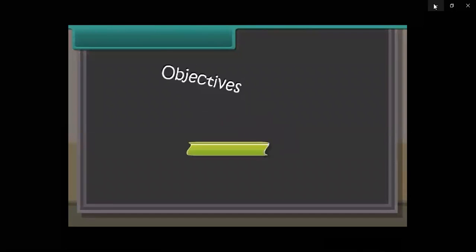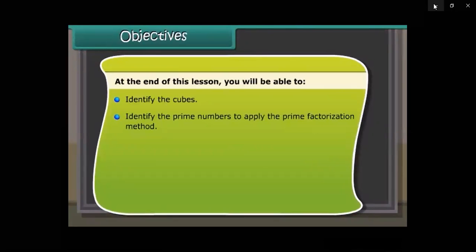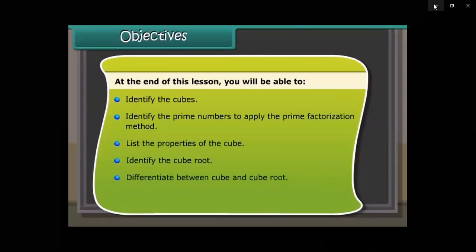So hopefully at the end of this module and this lesson, you will be able to understand the following concepts. First one is to identify the cubes, then identify the prime numbers to apply the prime factorization method. Then we have to list the properties of the cube and identify the cube root, differentiate between cube and cube root, and further calculate the cube root of a perfect cube without using prime factorization.